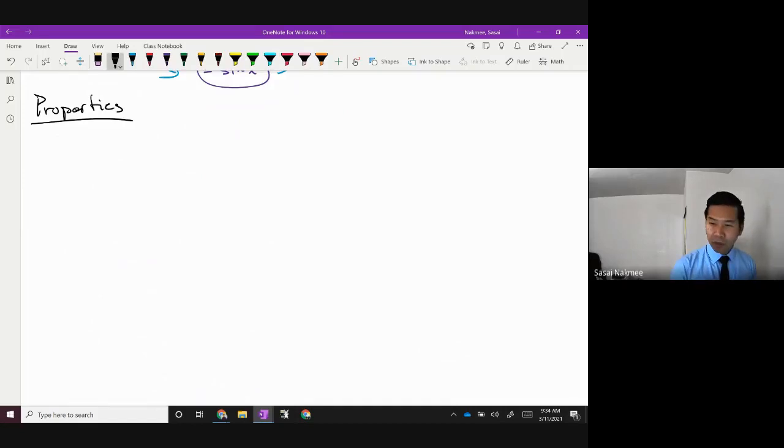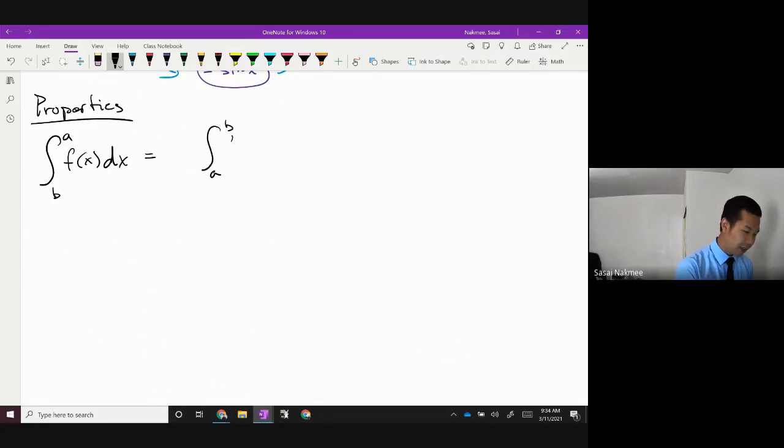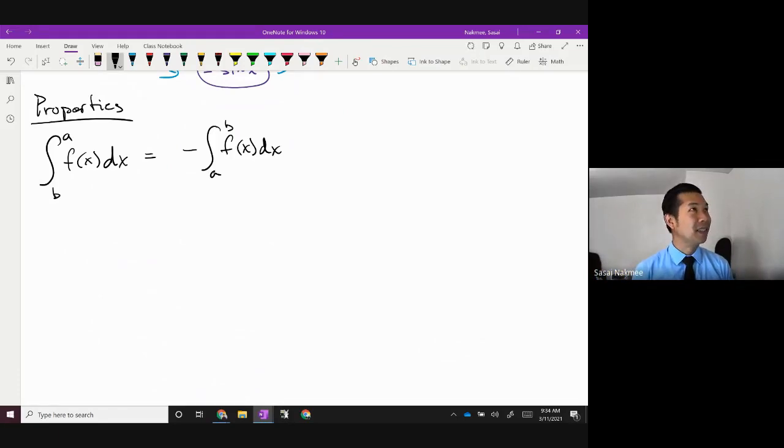If we do the integral from the bigger number to the smaller number, in other words, if I go backwards, right? If I do the integral from b to a instead of a to b of my function f of x dx, this is just going to be equal to the same integral from a to b of f of x dx, but it's just going to be the negative value of it. That's the first property.